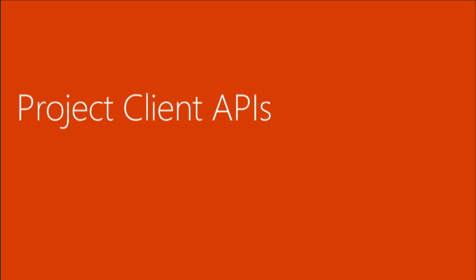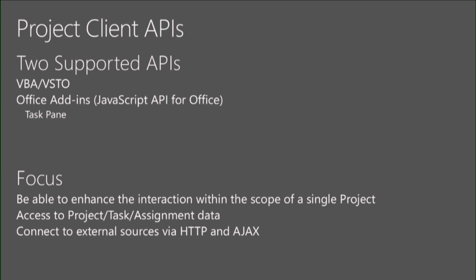So, the project client APIs. We support 2 APIs in the project client: the legacy VBA and VSTO APIs, and the newer JavaScript API for Office add-ins. We specifically support the task pane, which is that right pane that flies in when you want to use an add-in.